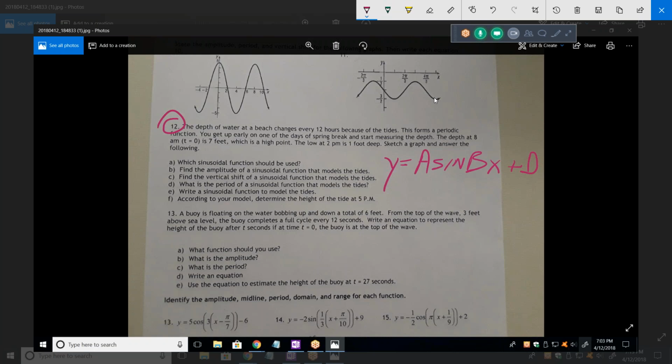All right, what's A in this problem? Remember, it's maximum minus the minimum divided by 2. So what's the maximum? High point, 7 feet. Low point, 1 foot. What's max minus min? 6 divided by 2 is 3. So A is 3.